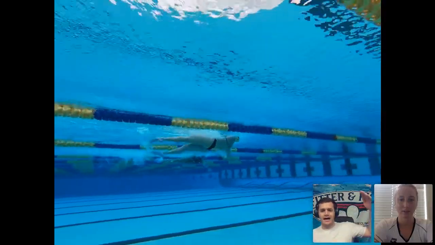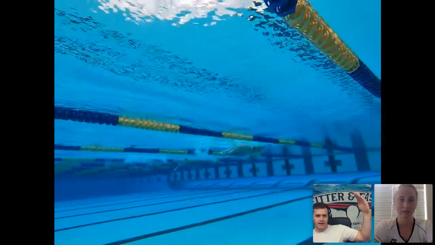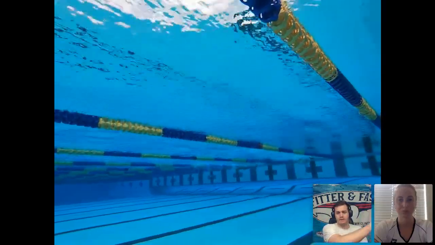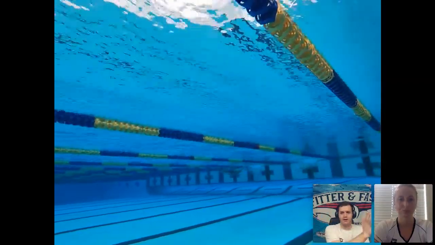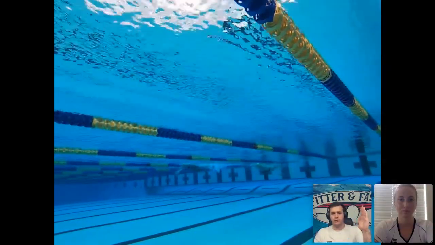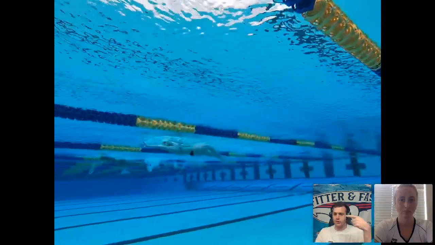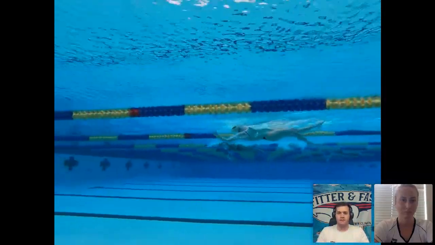Look at that nice high elbow catch that she's getting right up at the top of her stroke, and she's pulling her hands straight back. So she's not doing this big S pattern like some people do. You want to pull straight backwards, because if you're trying to go this way, you want to push in the exact opposite direction as often as possible.